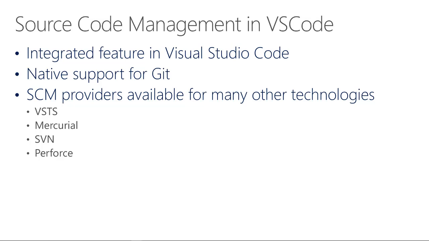Other SCM providers are available for many additional technologies. The difference with Git is that to support those other protocols, you will need to install the appropriate VS Code extension to be able to use them. Some of the most common ones are VSTS, Mercurial, SVN, and Perforce. I will show you how you can find them in VS Code.